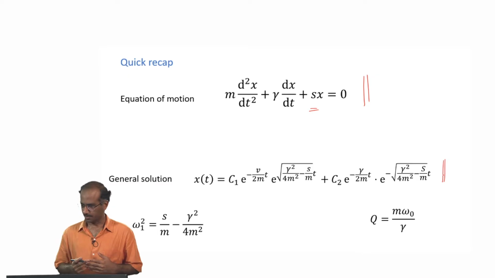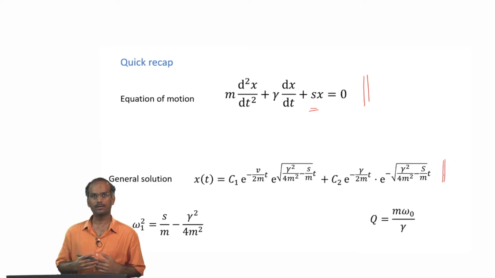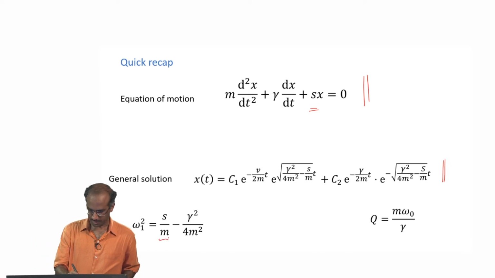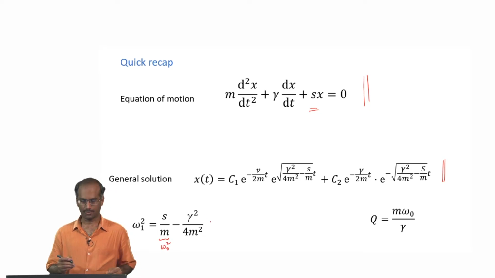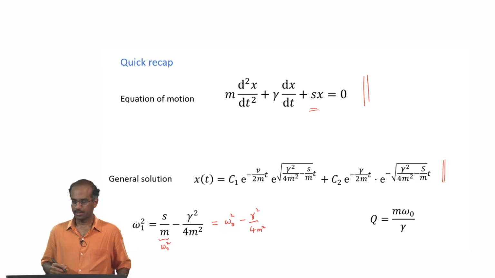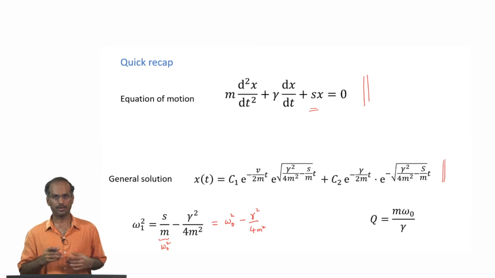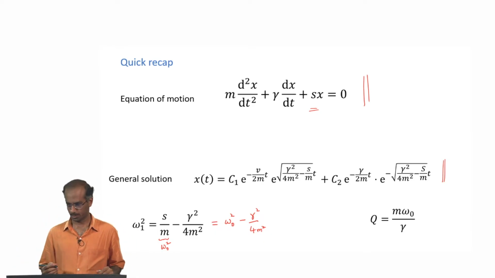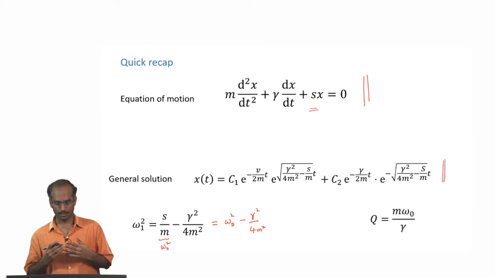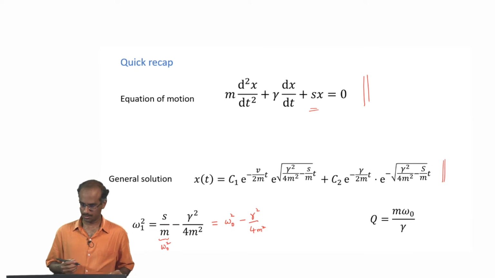Two other things that we will be needing are this omega 1, which is the frequency of the damped oscillator, and in fact this quantity here is omega 0 square, which is the natural frequency of the undamped oscillator. So, I can write this as omega 0 square minus gamma square by 4 m square. We also learnt about the Q factor or the Q value, which is m omega 0 by gamma. This is the approximate value, which is valid when the dissipation is small.